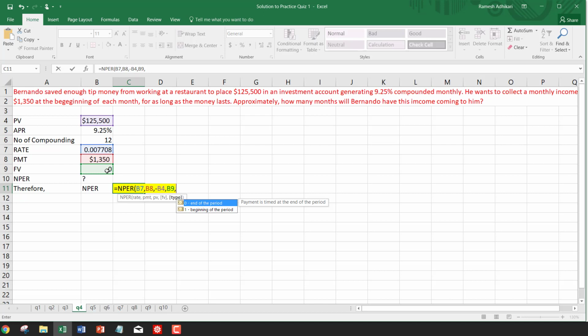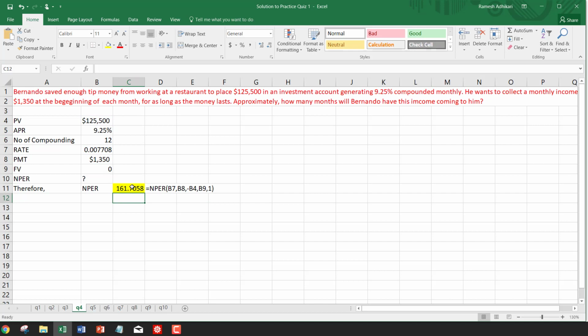You don't specify anything. This is end of the period. But if the payment is coming at the beginning of the period, then you put 1. So that's how Excel handles whether the payment is being made at the beginning or at the end of the period. And if you do that, that gives us for how long Bernando will be able to withdraw 1,350, which is 161.7058 months. I hope that makes sense. Thank you.